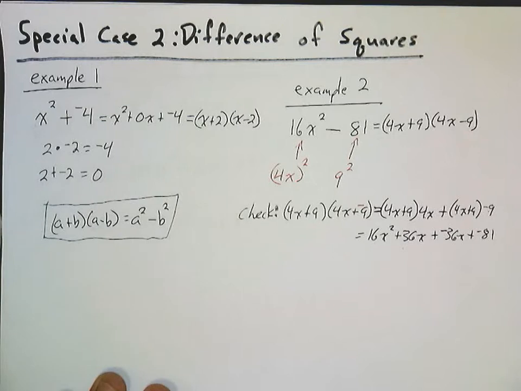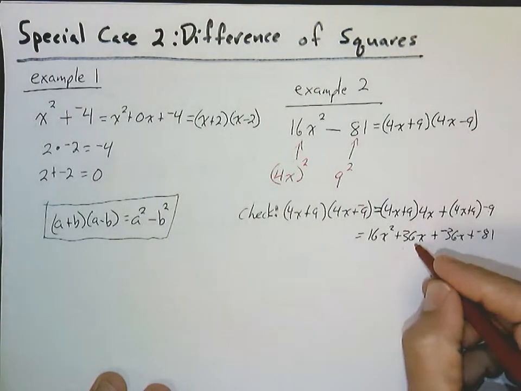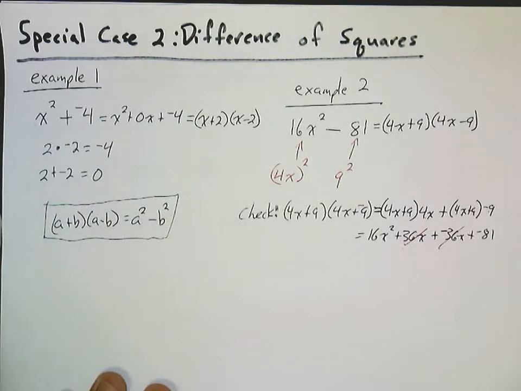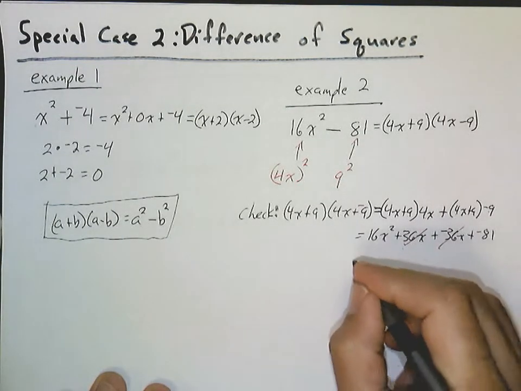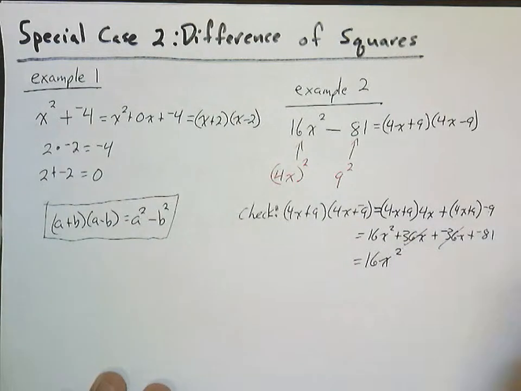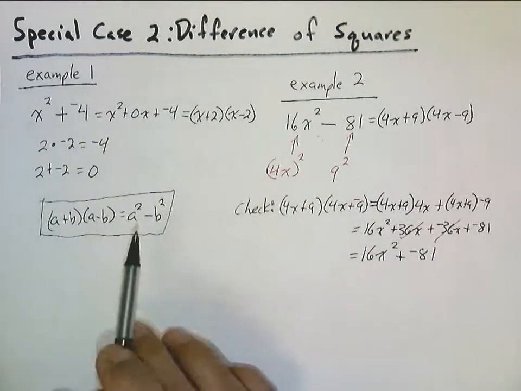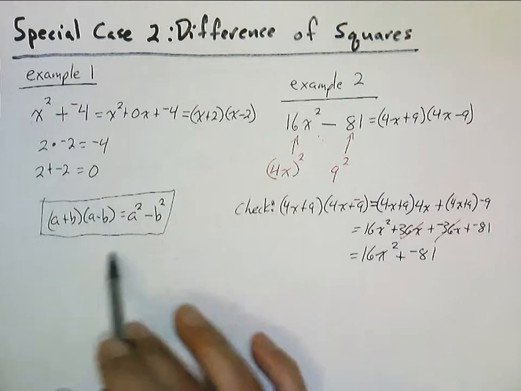And the great thing here, notice that the two linear terms, 36x and negative 36x, are going to cancel each other out, leaving us with 16x squared plus negative 81, which is what we wanted, exactly what we started with. Easy. And it really all just comes out of this right here.